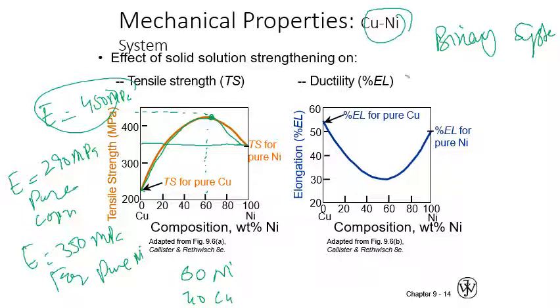Also, the ductility, which we can quantify in terms of percentage elongation. When we increase the composition of nickel, we will see that at 60% it is at its lowest point, because copper is more ductile than nickel, right? So as we increase the nickel composition, we are increasing the brittleness. As we form the alloy, its brittleness is increased.